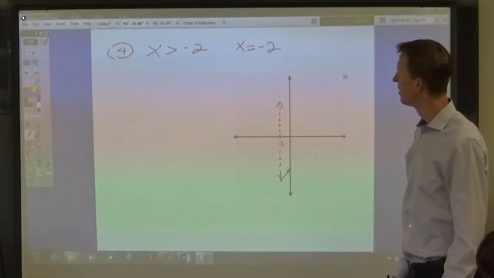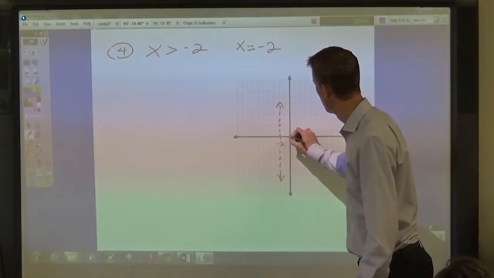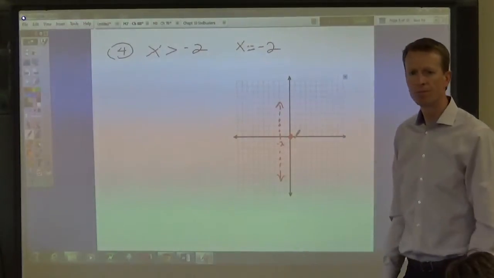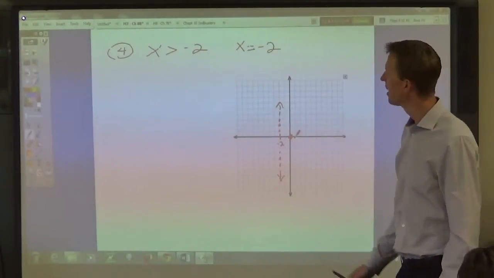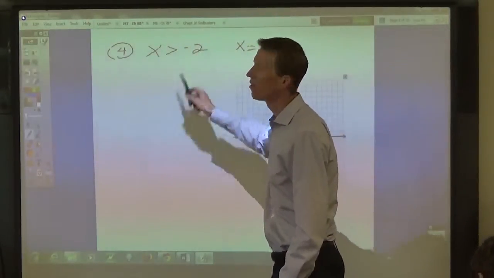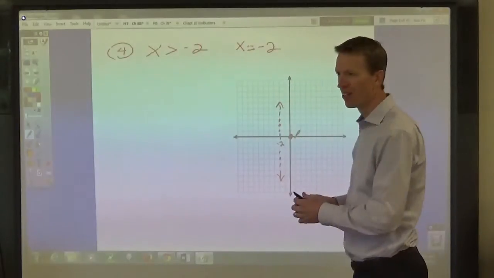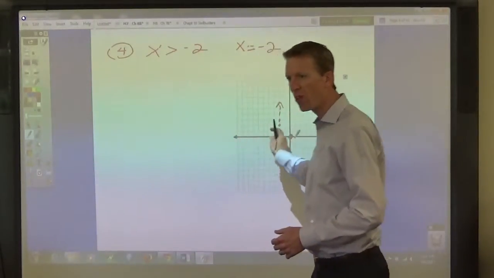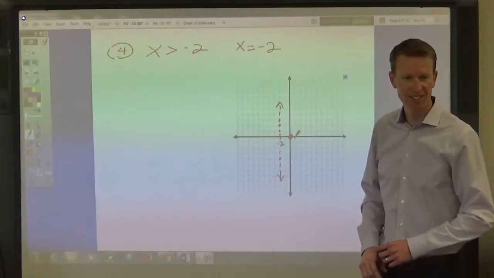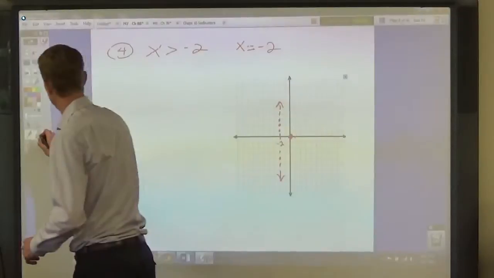Now, can we put in (0, 0)? Yes. It says that x is greater than -2. Which way do you think would be the greater than? Would it be to the left of -2 or the right of -2? To the right. Yep.